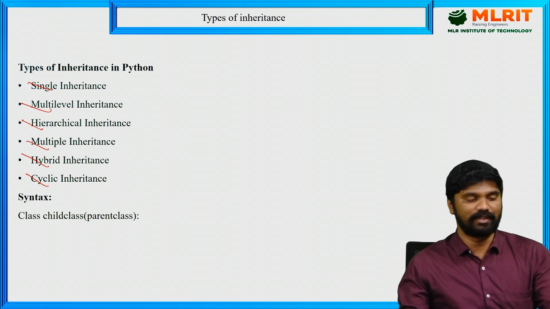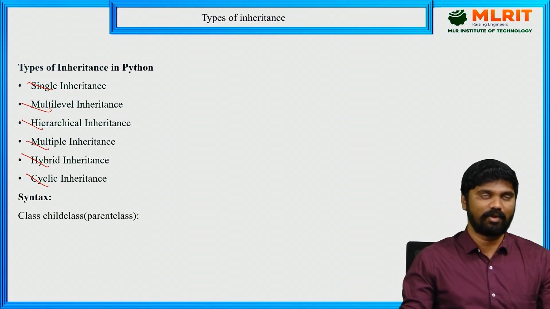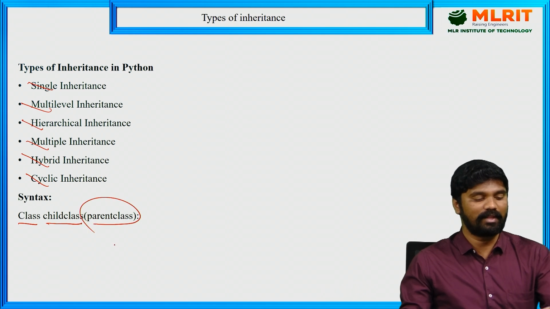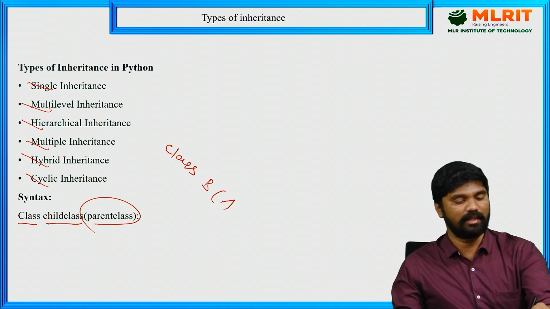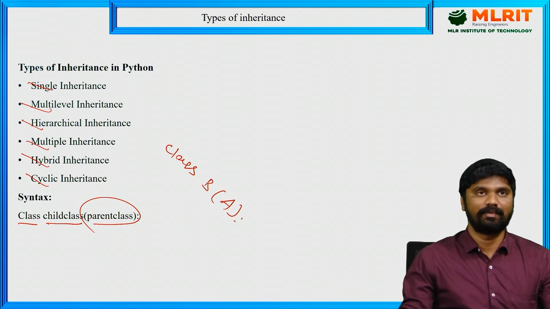First, now see, how can we create the parent-child relationship? This is the syntax: class, the child class name, and within the parentheses, the parent class name. For example, class B and then A. So A is the parent, and this is the relationship which we can create.